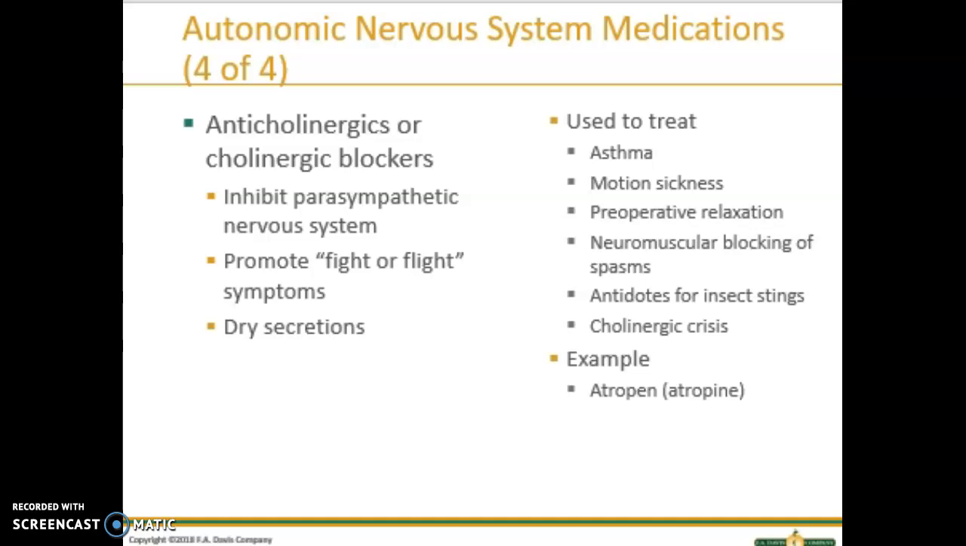Anticholinergics, also known as cholinergic blockers, inhibit the parasympathetic branch of the autonomic nervous system and thus promote the fight or flight symptoms. These drugs dry secretion and are used for asthma and motion sickness. And they are also used for preoperative relaxation, neuromuscular blocking of spasms, and antidotes for insect stings. And they're also used in cholinergic crises.